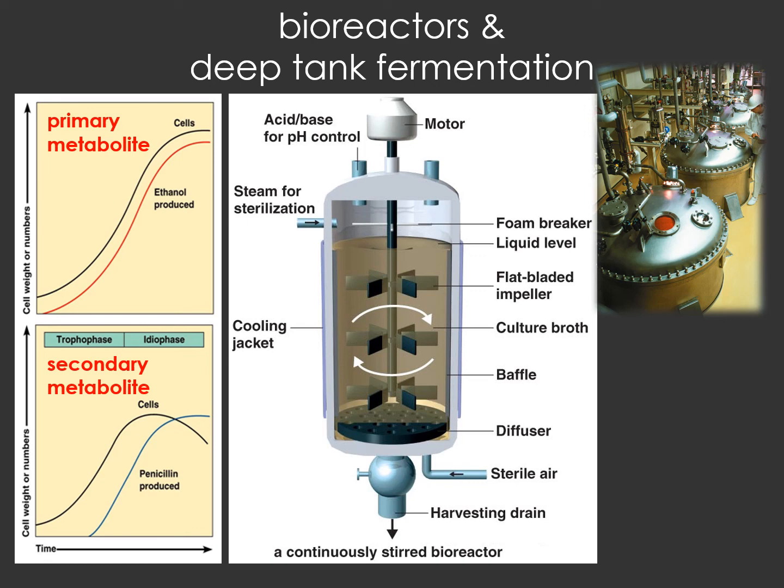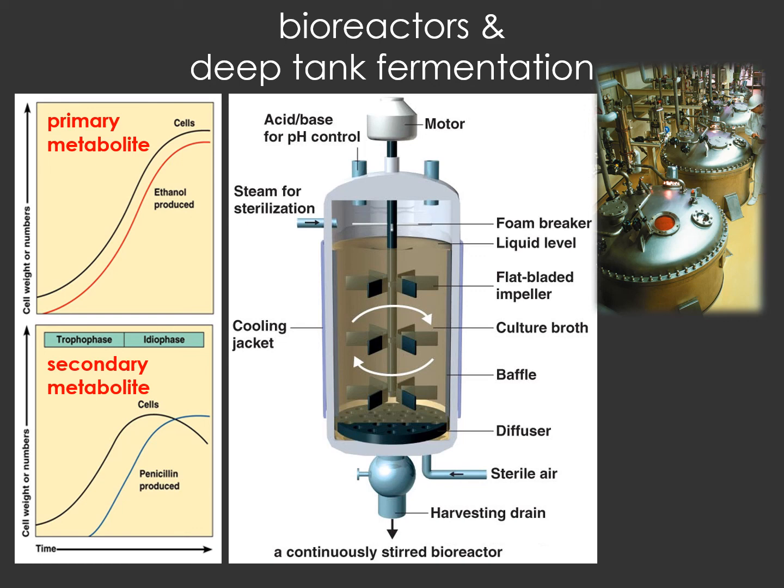And so those are differentiated by trophophase and idiophase. So trophophase is cells anywhere before stationary phase. Idiophase is where the cells enter stationary phase. And the reason why this idiophase idea is so important is because many things will not be produced unless the cells are at high concentration, which may sound familiar to you, right? That's quorum sensing.